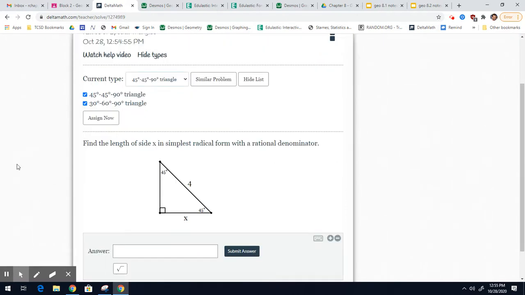Okay, next one. Still a 45, 45, 90 triangle, but now look where x is. X is on a leg. Well, let's take a look at this. So 45, 45, 90, S, S, S square root of 2. This time, x is equal to s. So we need to find out what s is. Well, in order to do that, we need to work with this, right? We are given 4 as s square root of 2. S square root of 2 is equal to 4.